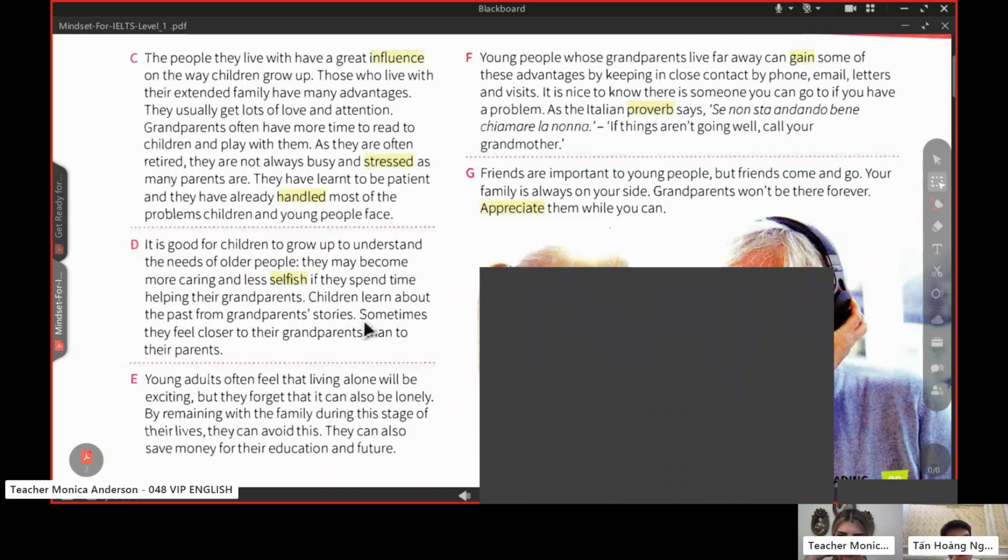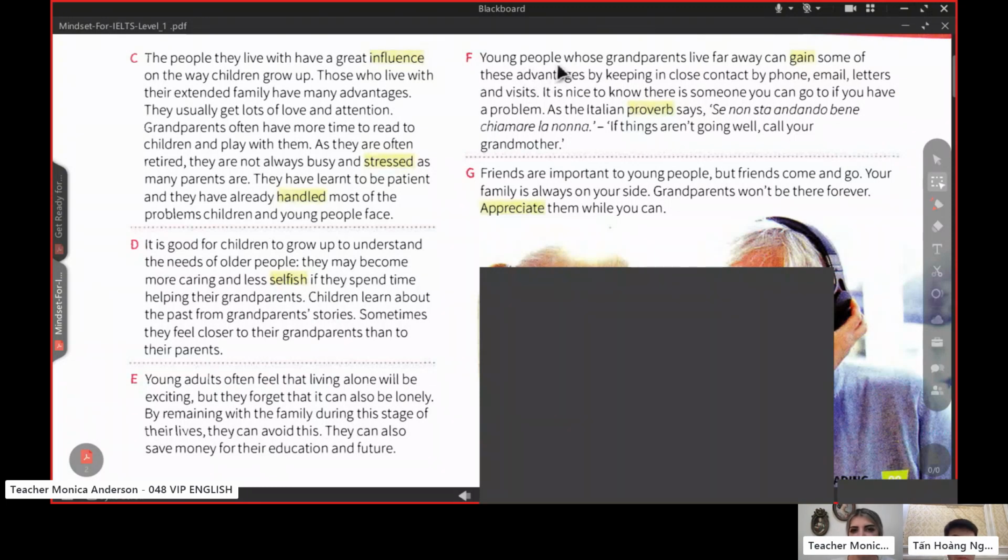It is good for children to grow up to understand the needs of older people. They may become more caring and less selfish if they spend time helping their grandparents. Children learn about the past from grandparents' stories. Sometimes they feel closer to their grandparents than to their parents. Young adults often feel that living alone will be exciting, but they forget that it can also be lonely. By remaining with the family during this stage of their lives, they can avoid this. They can also save money for their education and future.